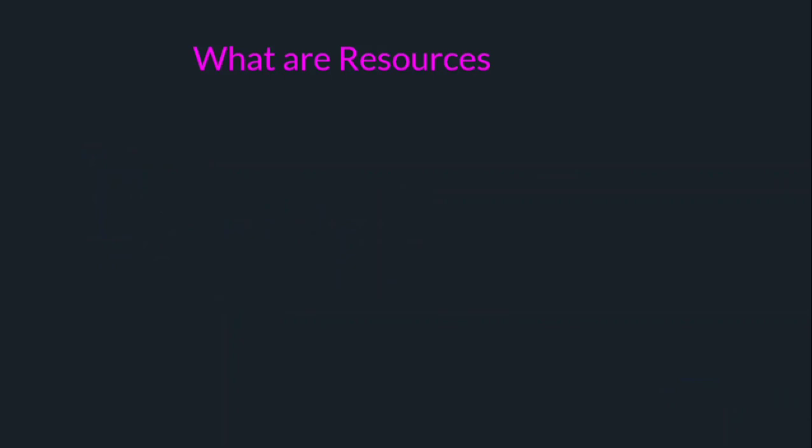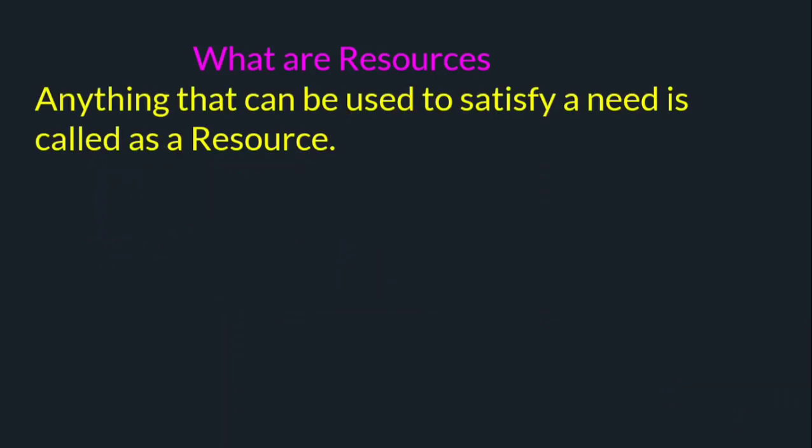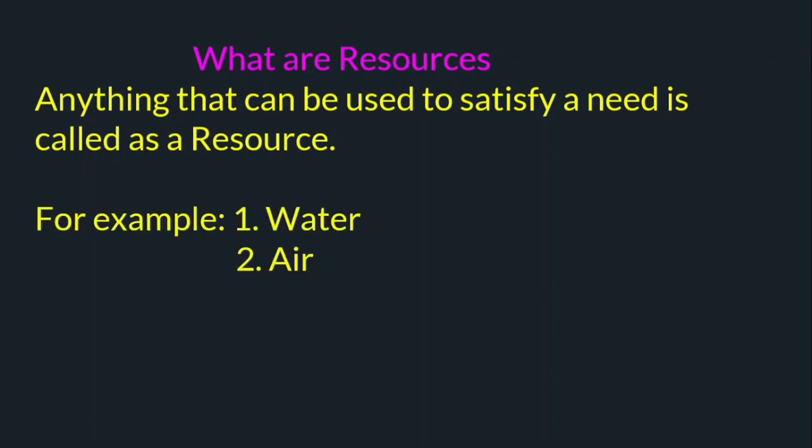What are resources? Anything that can be used to satisfy a need is called a resource. For example, we need water to drink and air to breathe and sunlight to get vitamins.